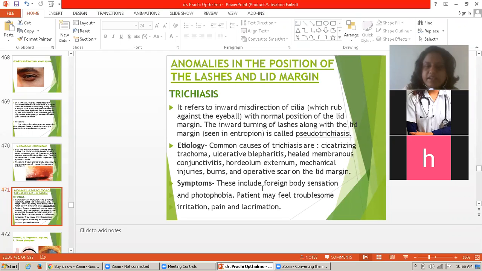The symptoms are foreign body sensation and photophobia, and the patient may feel troublesome irritation, pain, and lacrimation. So there is a foreign body sensation, photophobia, irritation, pain, lacrimation. These are the symptoms of trichiasis.